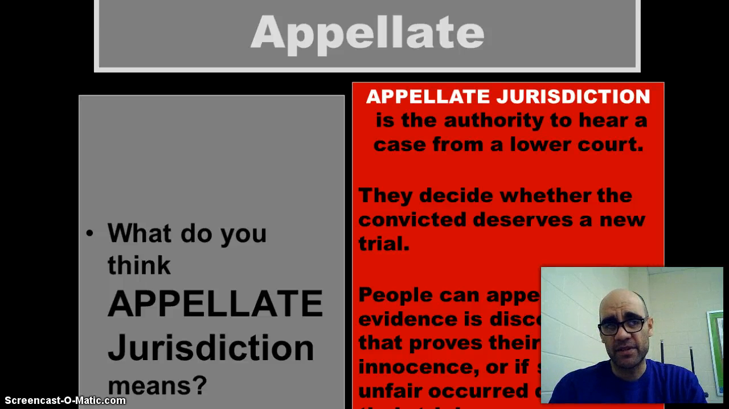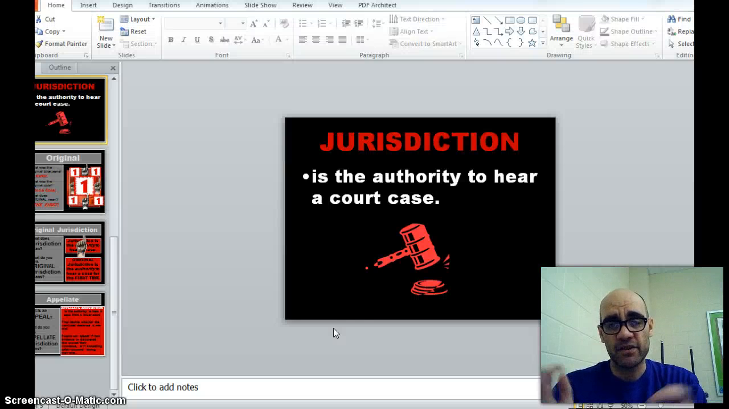They decide whether the person found guilty. Obviously, you're only going to appeal a case if you are convicted of a crime. If you're found not guilty, you're not going to appeal it. People can appeal if new evidence is discovered that proves their innocence, or if something unfair occurred during the trial. So that's jurisdiction, right?